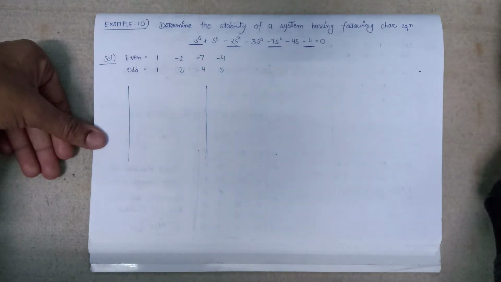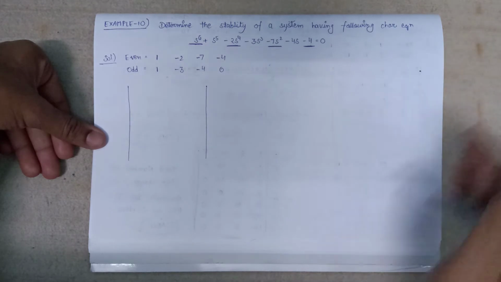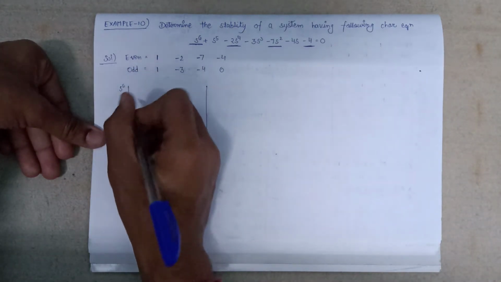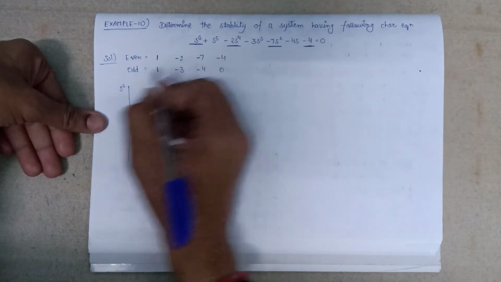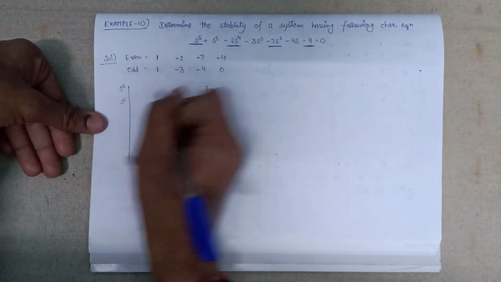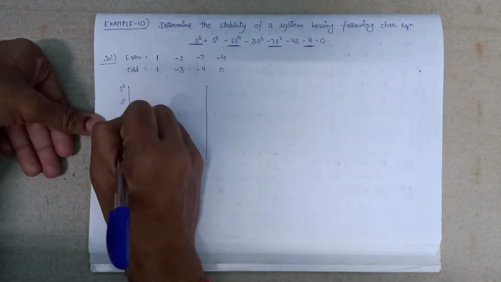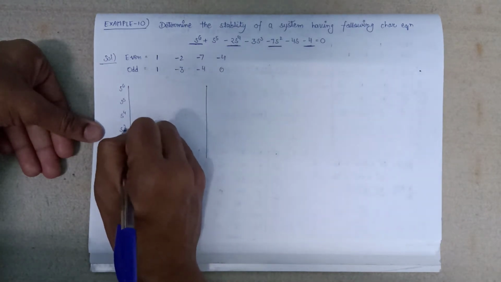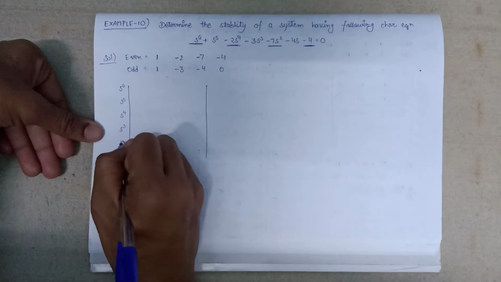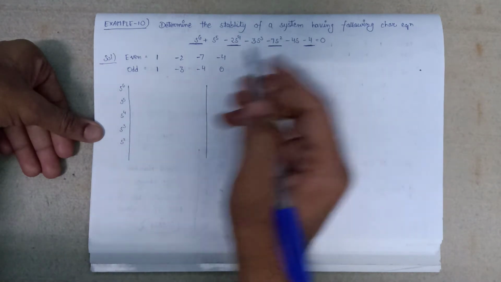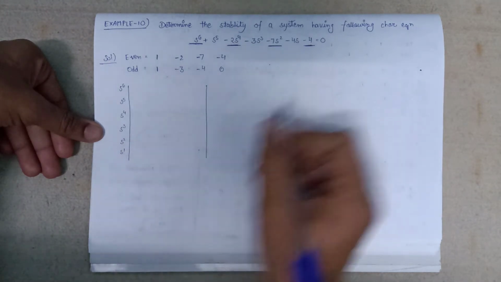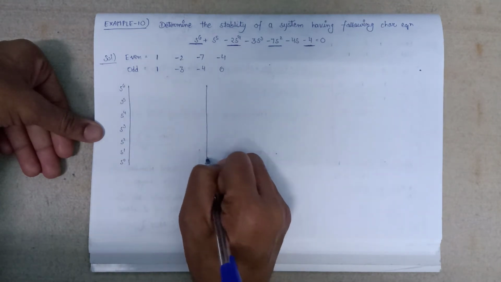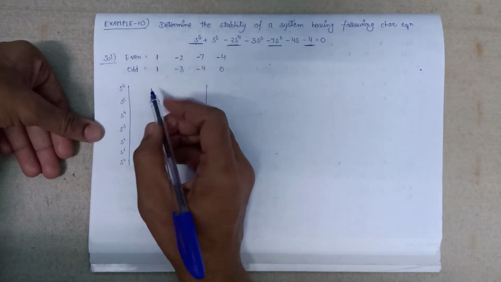The highest power of s here is s to the power 6. So the Routh array's top element will be s to the power 6, then s to the power 5, s to the power 4, s to the power 3, s to the power 2, s to the power 1, and s to the power 0. So our Routh array is ready.